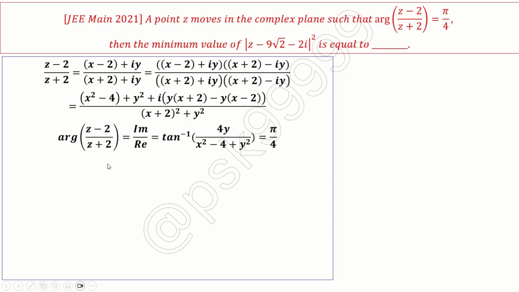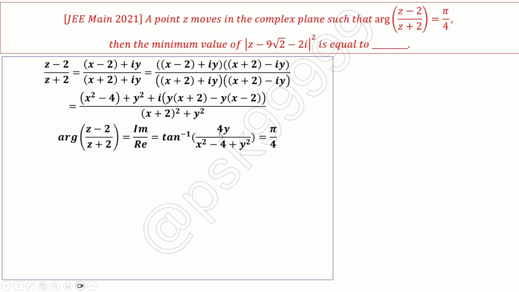So arg of (z minus 2) by (z plus 2) equals tan inverse of imaginary part by real part, correct? If I take the imaginary part here, it is tan inverse of this one. In the imaginary part, yx and minus yx get cancelled. 2y, and minus of y into minus 2 is plus 2y. 2y plus 2y is 4y.